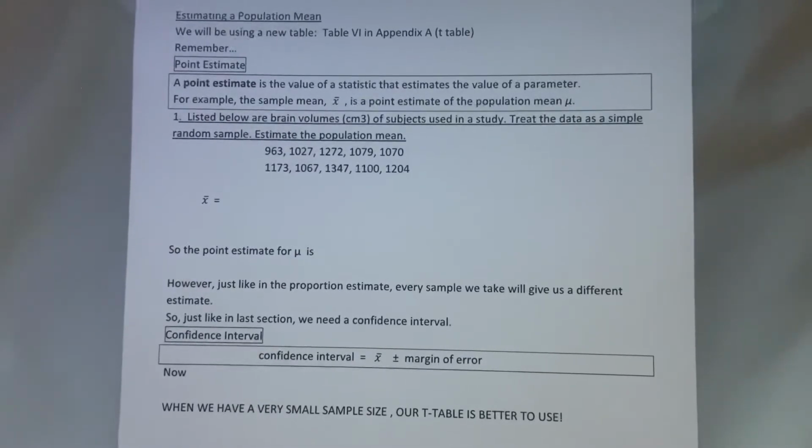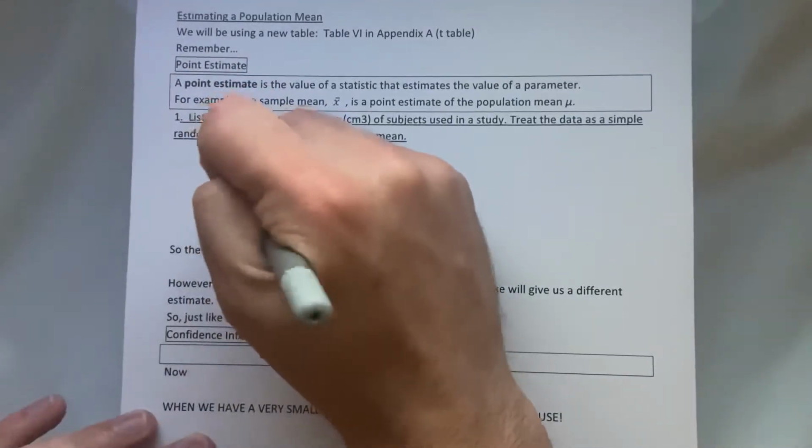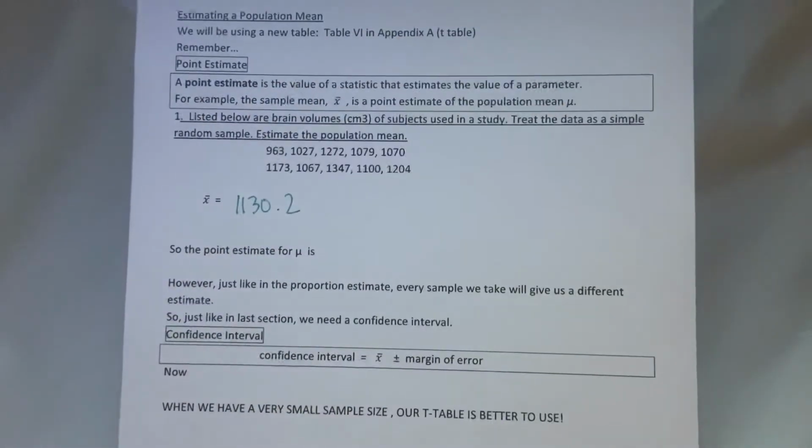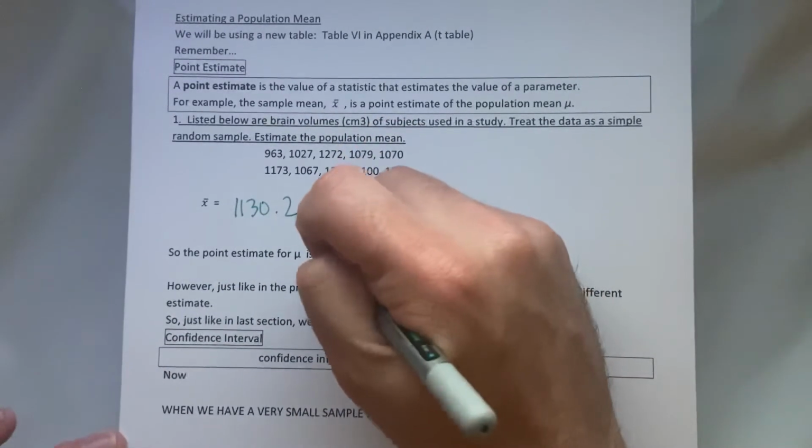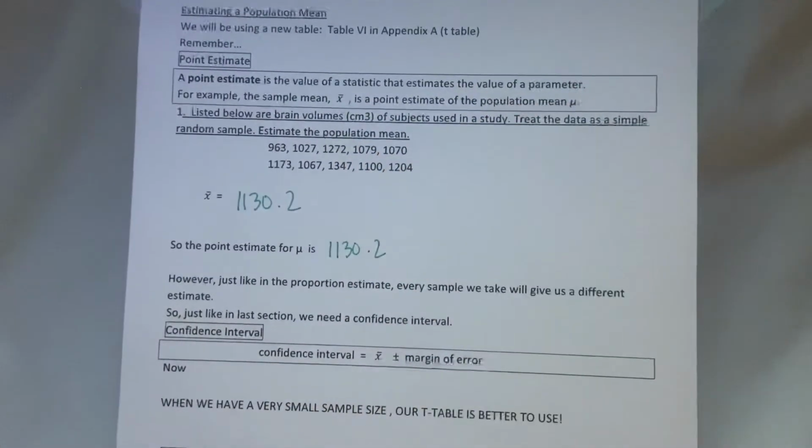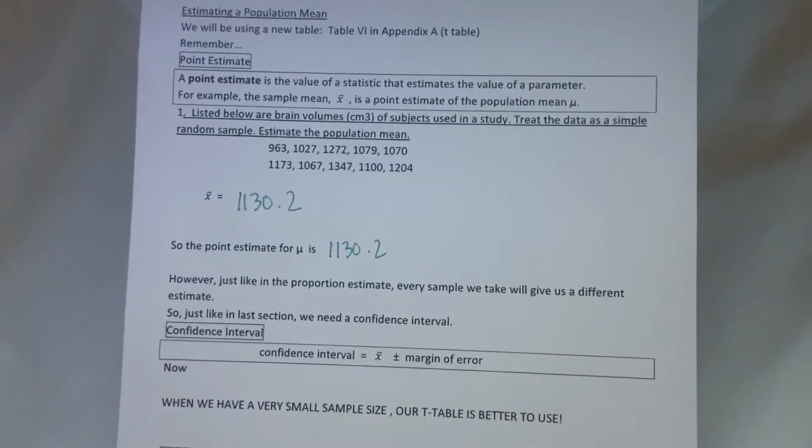Listed below are brain volumes of subjects used in a study. Treat the data as a simple random sample. Estimate the population mean. Okay, again, so if we have a bunch of data, here we have 10 brain volumes, centimeters cubed. How do we find the average of our sample? We simply add them all together and divide by 10. So you can take these in the calculator, divide by 10, you get 1130.2. So x bar is used to approximate mu, so the point estimate for mu is again going to be 1130.2. That's what we're estimating.